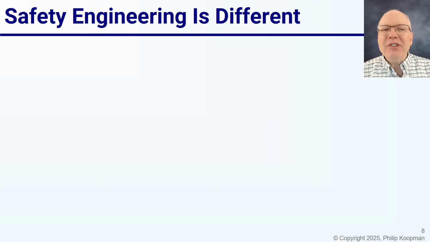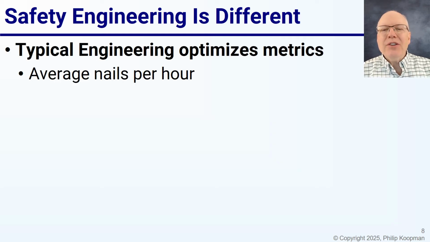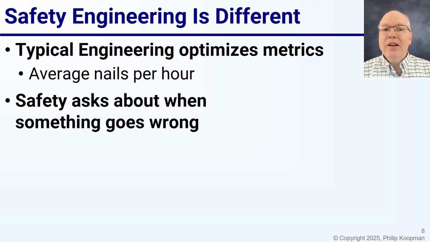Safety engineering is a little different. Typical engineers optimize metrics, and the things you're going to ask are like how many nails per hour and how many bent nails, because we're worried about waste and rework. But that's about it, all right? It's mostly about how fast can you go. And engineers just love to optimize. That's what they're taught in school, and that's great. But safety engineering is optimizing something a little different.